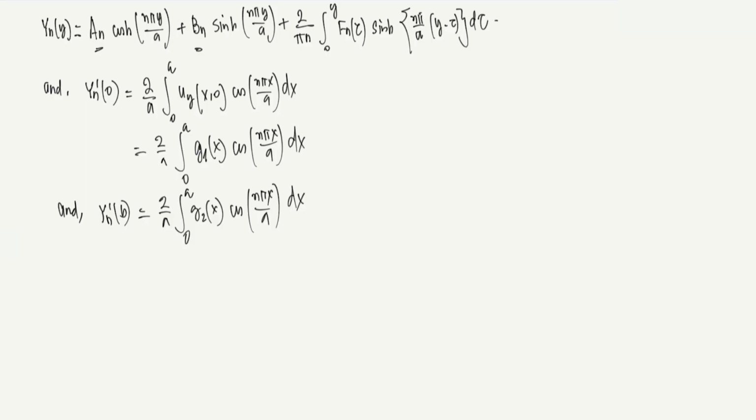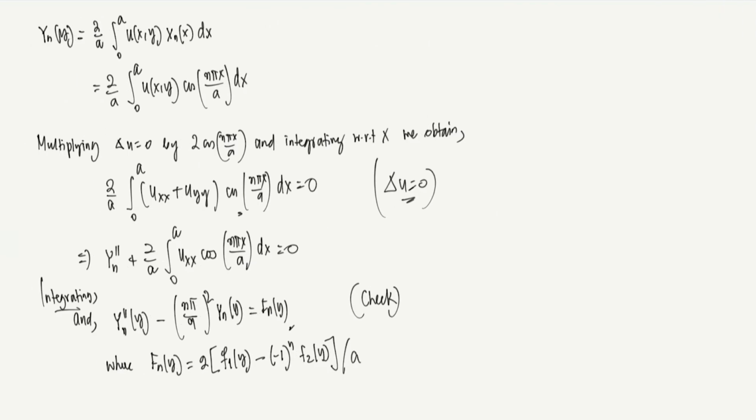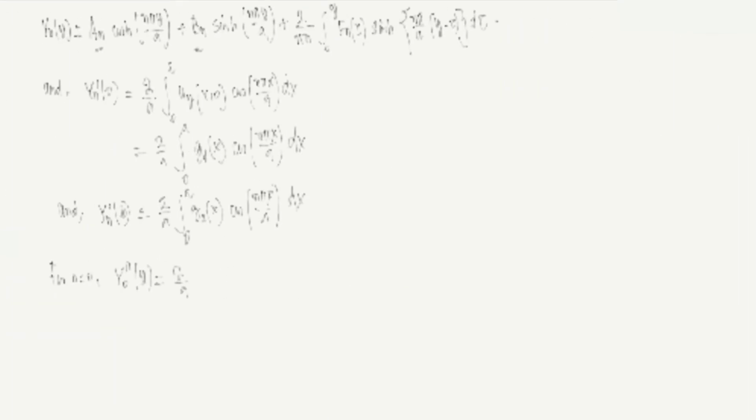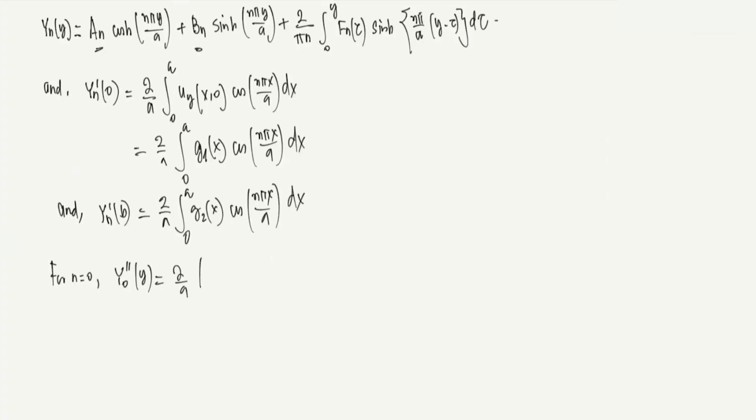So if you put n equals 0, you have the equation which looks like this: y_0 double prime of y is nothing but 2 by a, taking the solution to be half, so it is 2 by a integral from 0 to y of f1(tau) minus f2(tau) d tau, plus a constant c. Clear?